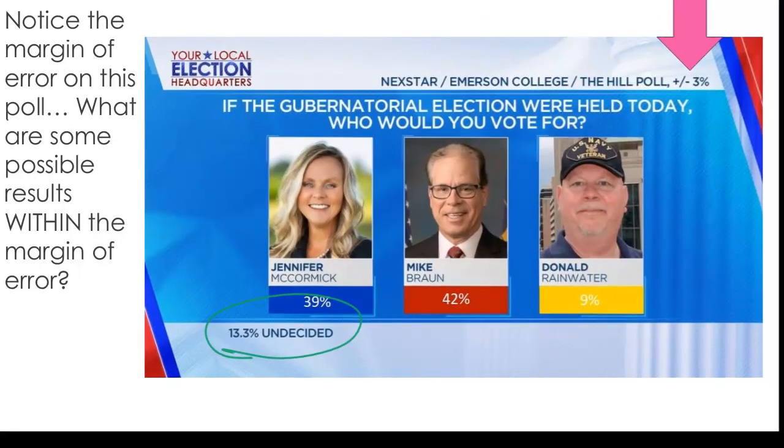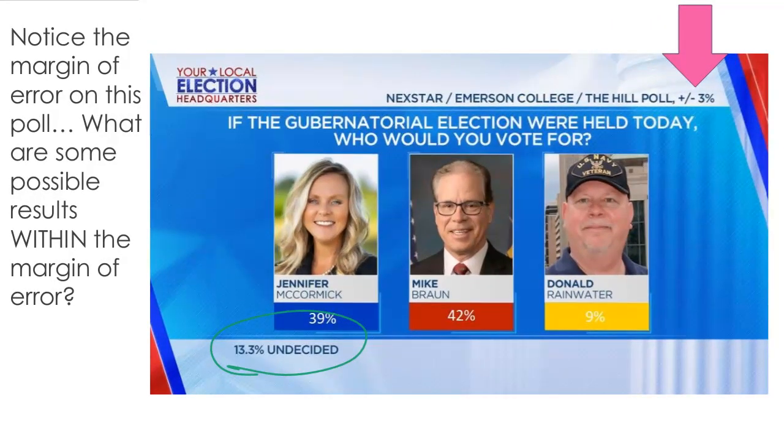All right, so it says, notice the margin of error on this poll. Here's your margin of error up here in the upper right-hand corner. Plus or minus 3%. Okay? Now, if you add these together, what do you get when you add 39, 42, 9, and 13.3? What do you get when you add those up?